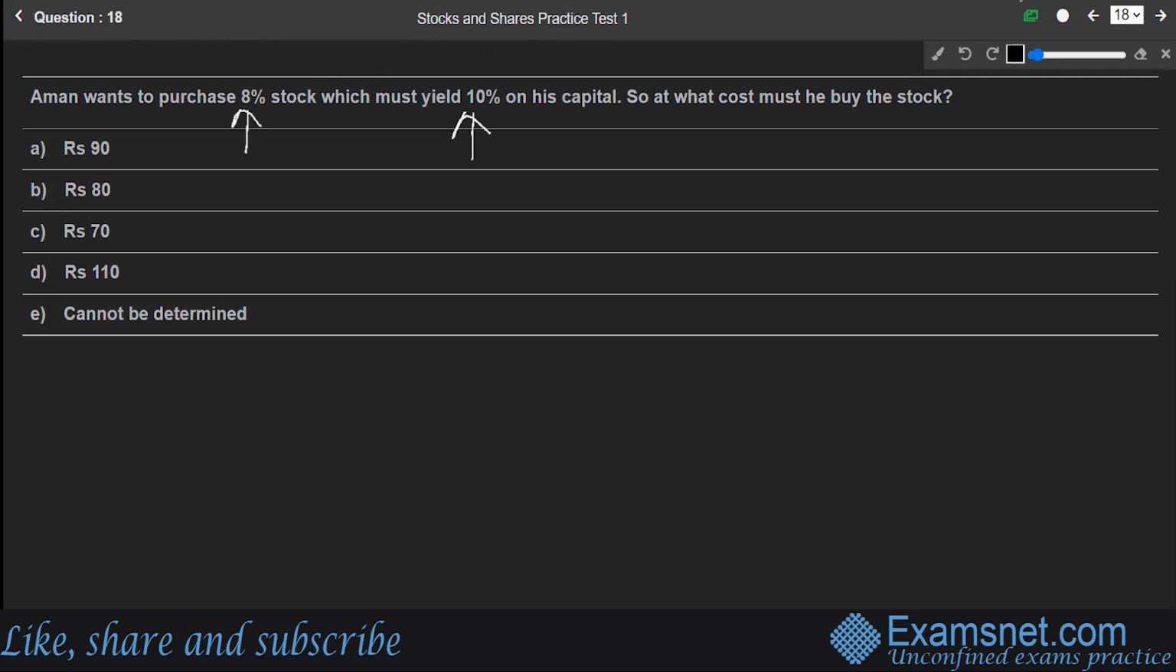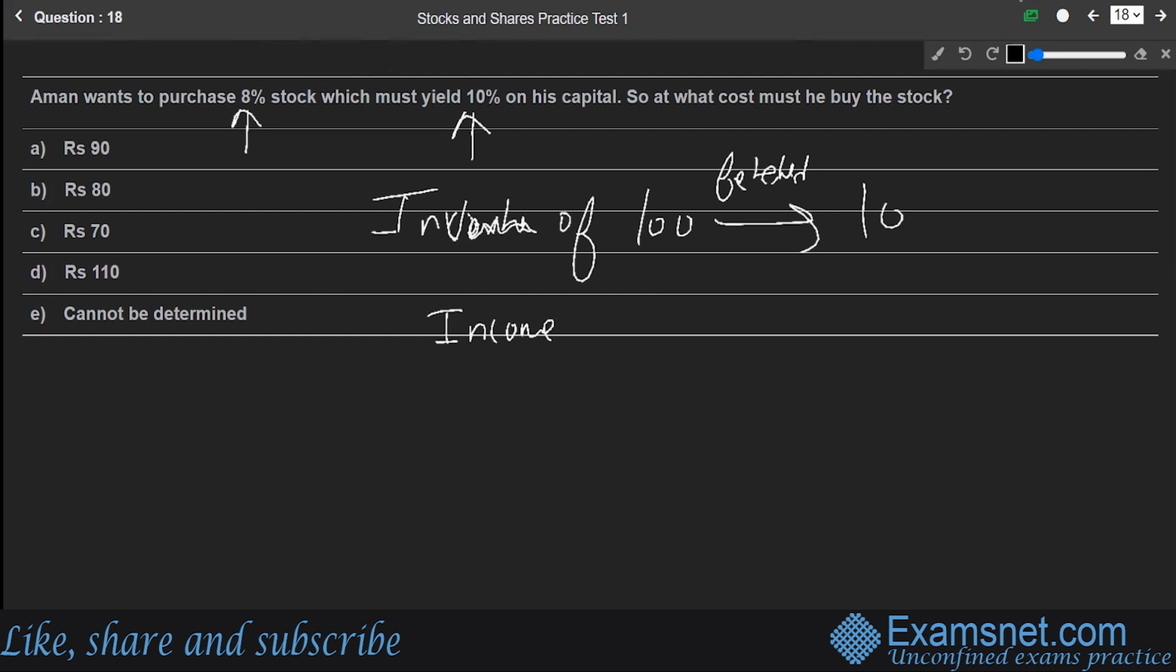So we can do it by the unitary method. How can we do it? As they say, 10% of his capital. So if the capital was 100, the income would have been 10. So we can write down income. If the investment was 100, how much did it fetch as income? Rupees 10. That's what they said, 10%. So if the investment is 1 rupee, the income is obviously 10 by 100.